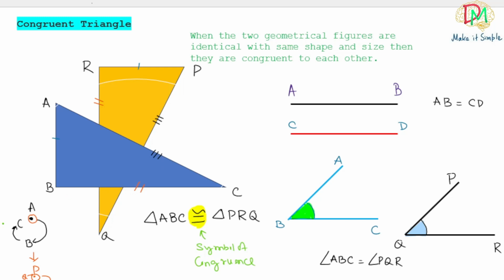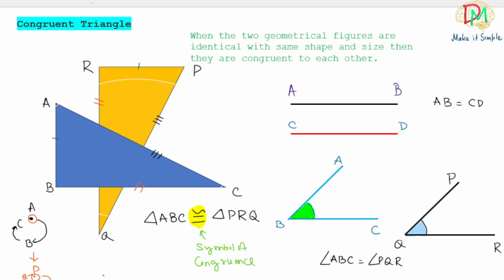You have to identify those corresponding parts, because in real problems you get different orientations and complex shapes. There you have to find the corresponding parts and apply this concept to solve the question.